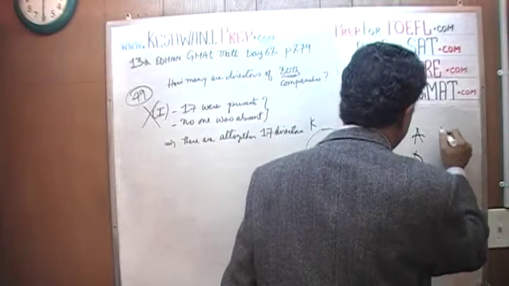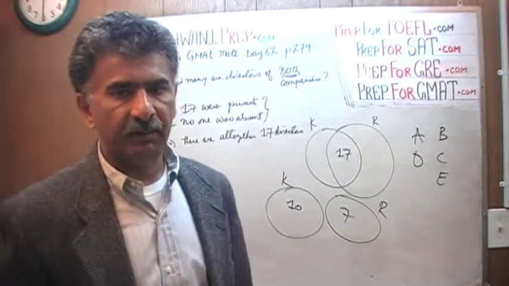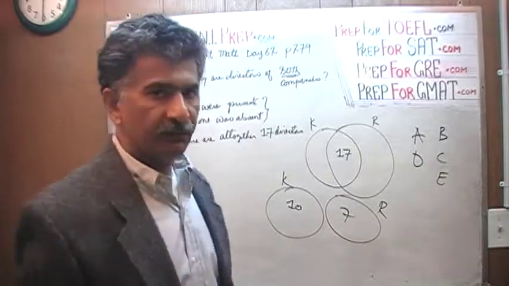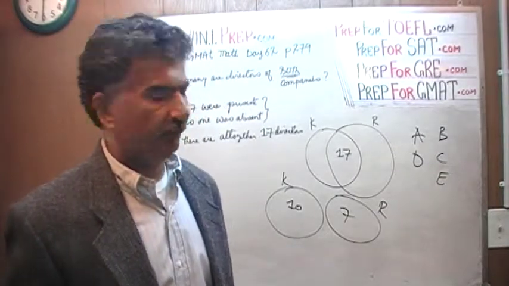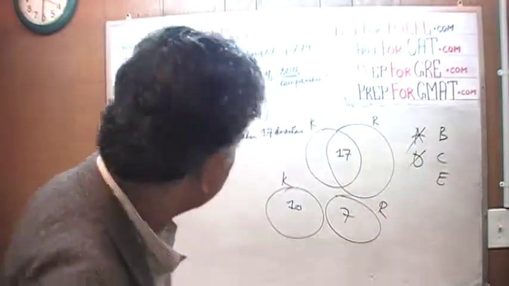A, D, B, C, E. Since the first statement by itself does not tell us how many of them are directors of both companies, since the first statement does not have sufficient information, the answer cannot be A, nor can it be D. Let's look at the second statement.